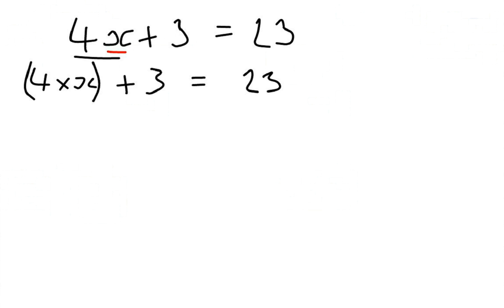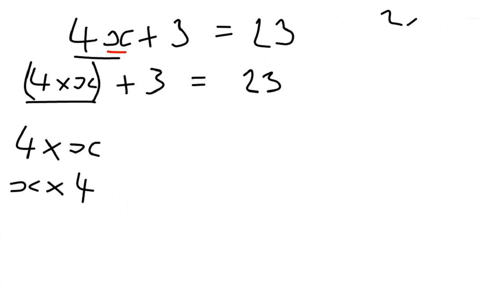Okay, the first thing you need to realise is that 4 times x, when you multiply numbers, it does not matter which way round you multiply them. I could write 4 times x, or I could write x times 4. It's the same as when you multiply, for example, 2 by 3 gives me 6, or 3 times 2 gives me 6. You get the same answer, but it doesn't matter which way round you multiply them.